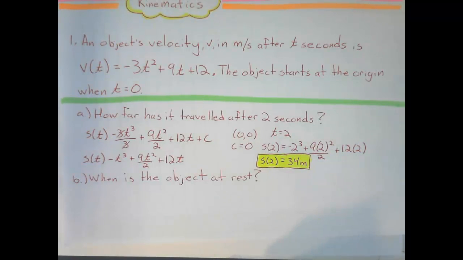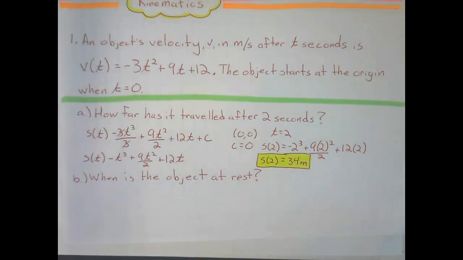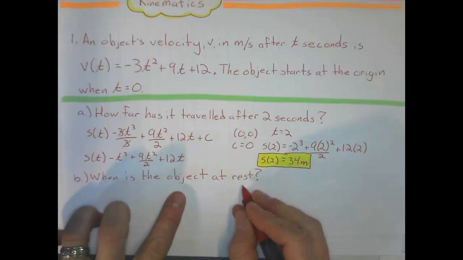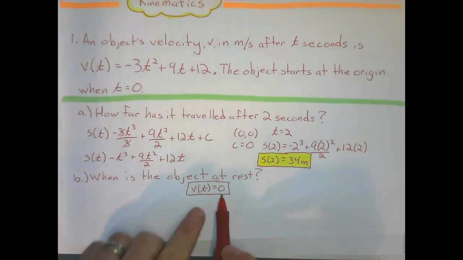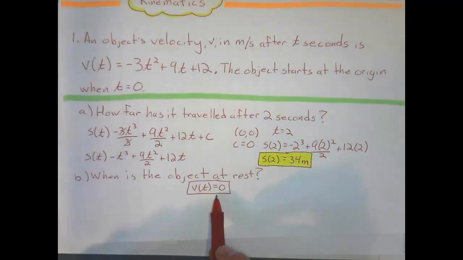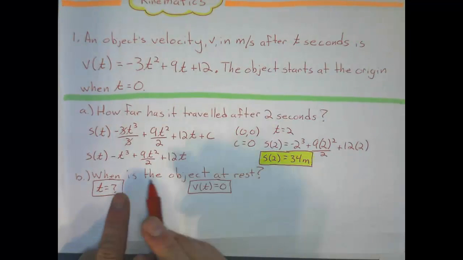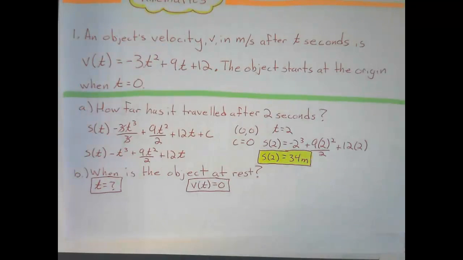Let's take a look at the next one. When's the object at rest? What does that mean? That means the velocity function is equal to 0. So you see this object at rest, and you think, set that equal to 0. Well, it gives me the velocity function up here, so I'm going to set it equal to 0 and solve for t. "When" means what is the time? Time equals what? That's what this question means. We substitute 0 for v of t, and now I'm going to solve for t.